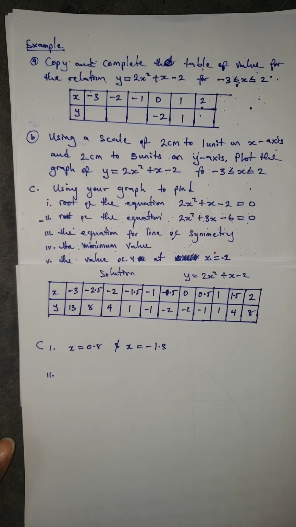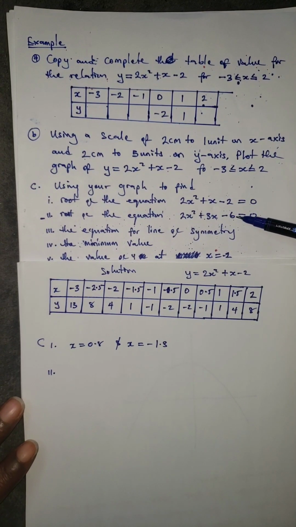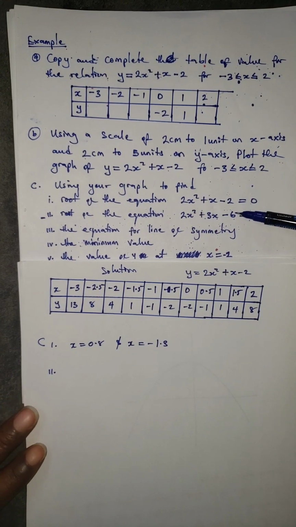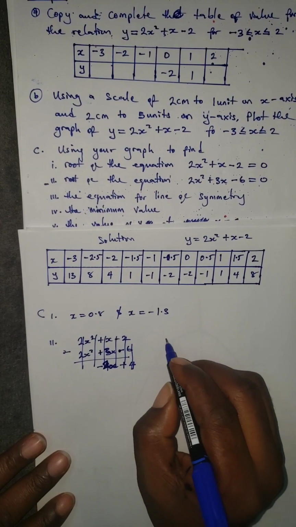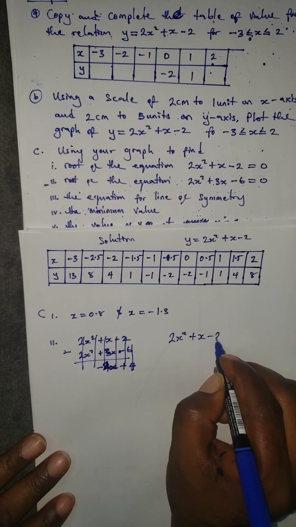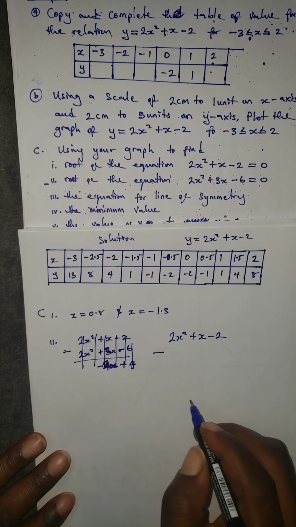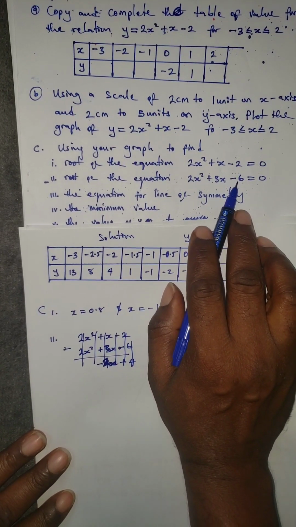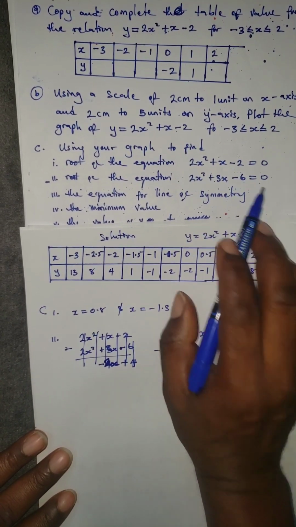What to do is very simple. Whenever you are given a problem like this, you plotted an equation and it looks as if an equation is given to you to find the roots. All you need to do is take 2x squared plus x minus 2, and subtract what you are asked to find, that is, not what you plotted.